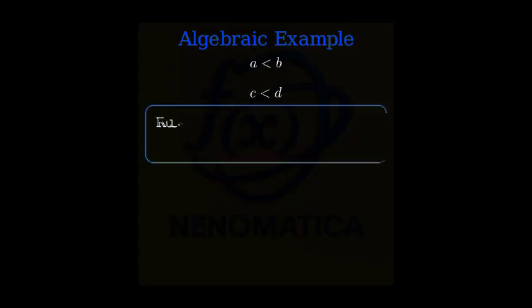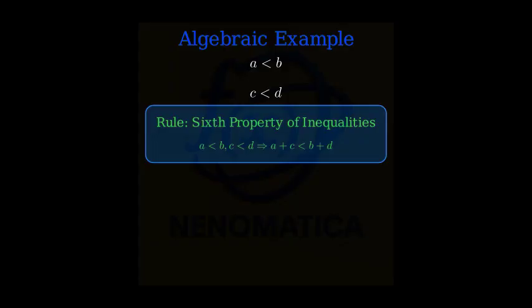Let's say we have the inequalities a is less than b, c is less than d. According to the sixth property, we can add these inequalities. When we add, we get a plus c is less than b plus d.